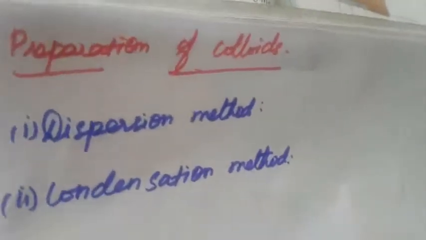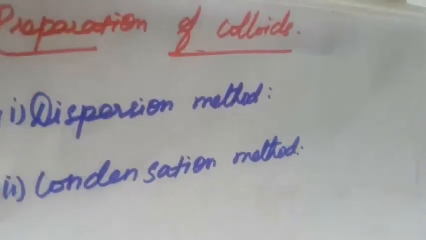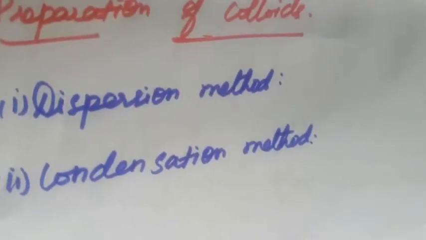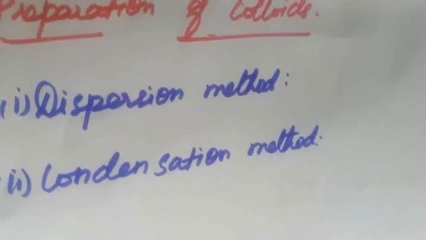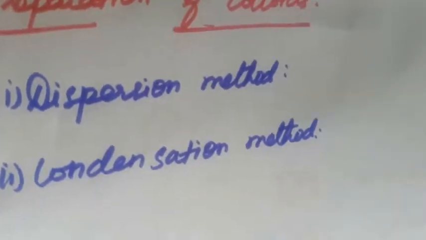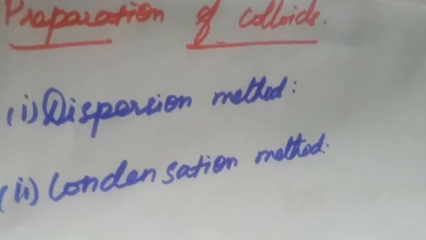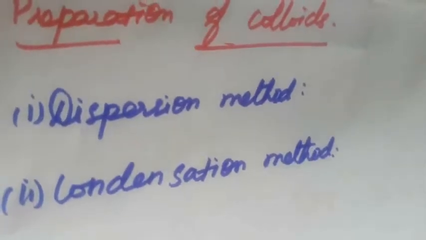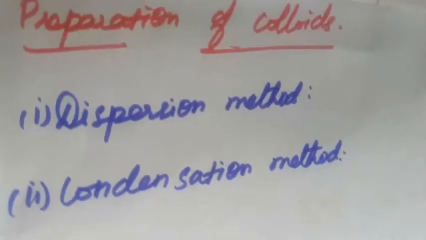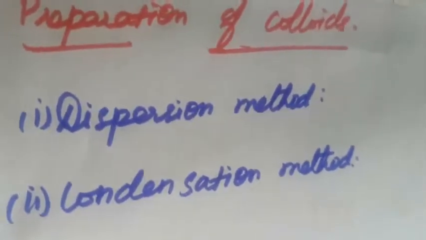So first, what is the preparation of colloids? What does it mean, how to prepare colloids? Rubber forms a colloidal solution when benzene is added. So how do we prepare a colloidal solution? For example, soap spontaneously forms a colloidal solution when we add water. So that is how we make the colloid.